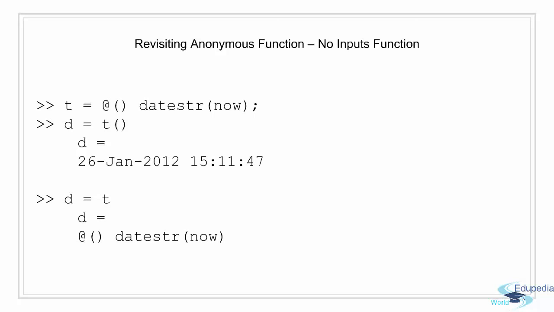The point to remember here is that when we don't use empty parentheses, we are just creating a new function handle. As shown in the last line, we wrote d is equal to t without any parentheses. This just created a new function handle d and did not execute the anonymous function.